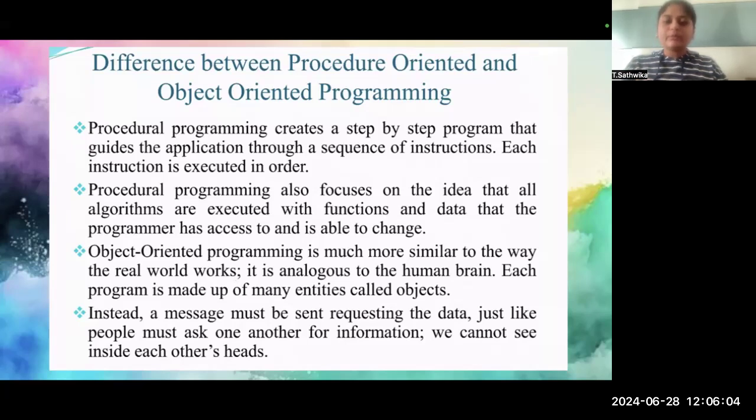In object-oriented programming, it is more similar to the way the real world works, and it is analogous to that of the human brain. And here each program is made up of many entities called objects. Instead, a message must be sent requesting the data, just like people must ask one another for information, but we cannot actually see what is inside each other's head. So in the same way, an object-oriented program works. Here, only the message is sent requesting the data.